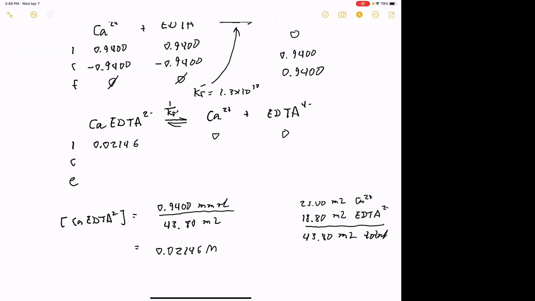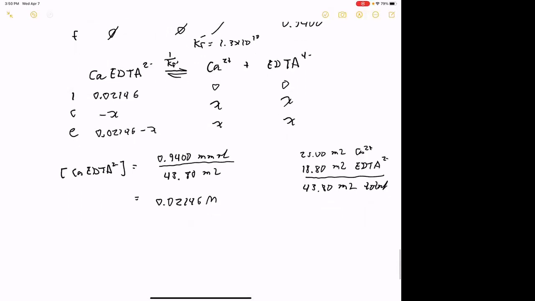So that's what's going to go in the I line under the calcium EDTA. Okay, everybody good with that? See where that came from? Okay, so which direction does this reaction have to run in my ICE table, left or right? Right. I've got to go right because I've got to make some calcium and EDTA. So that means I'm losing X on the left, making an X, and making an X.